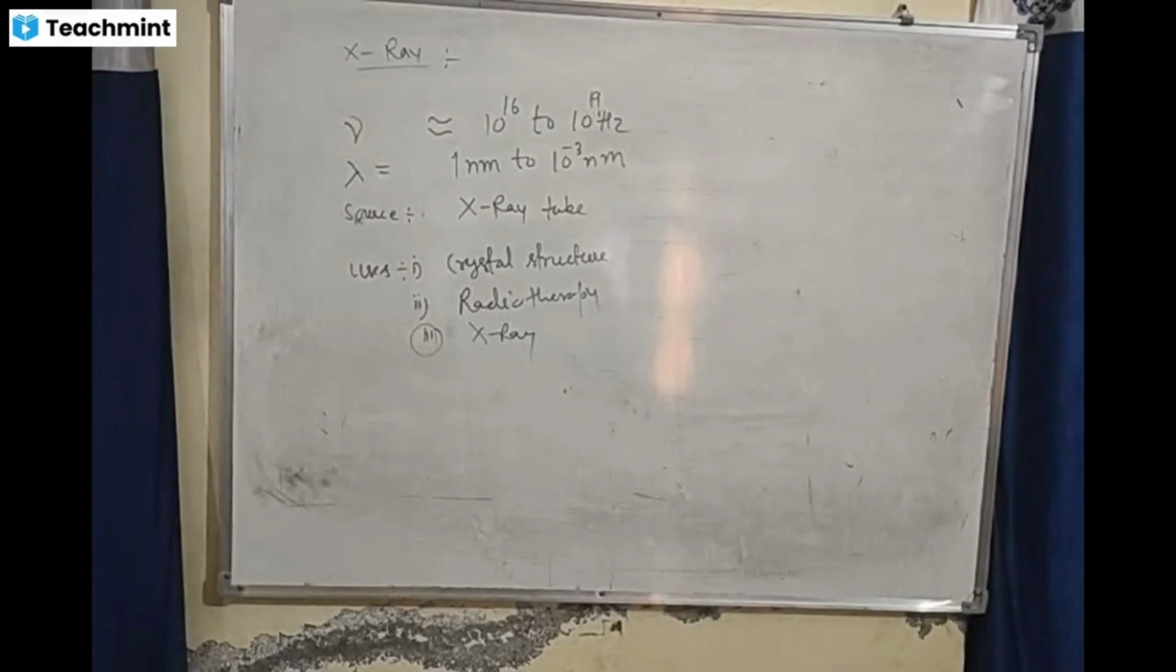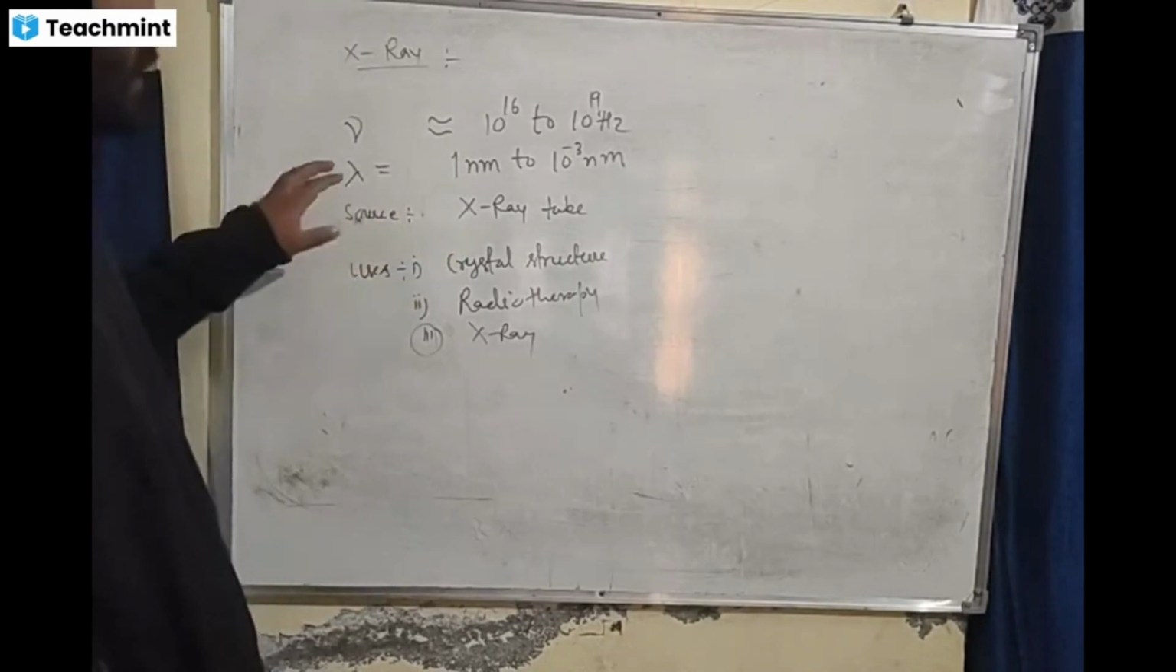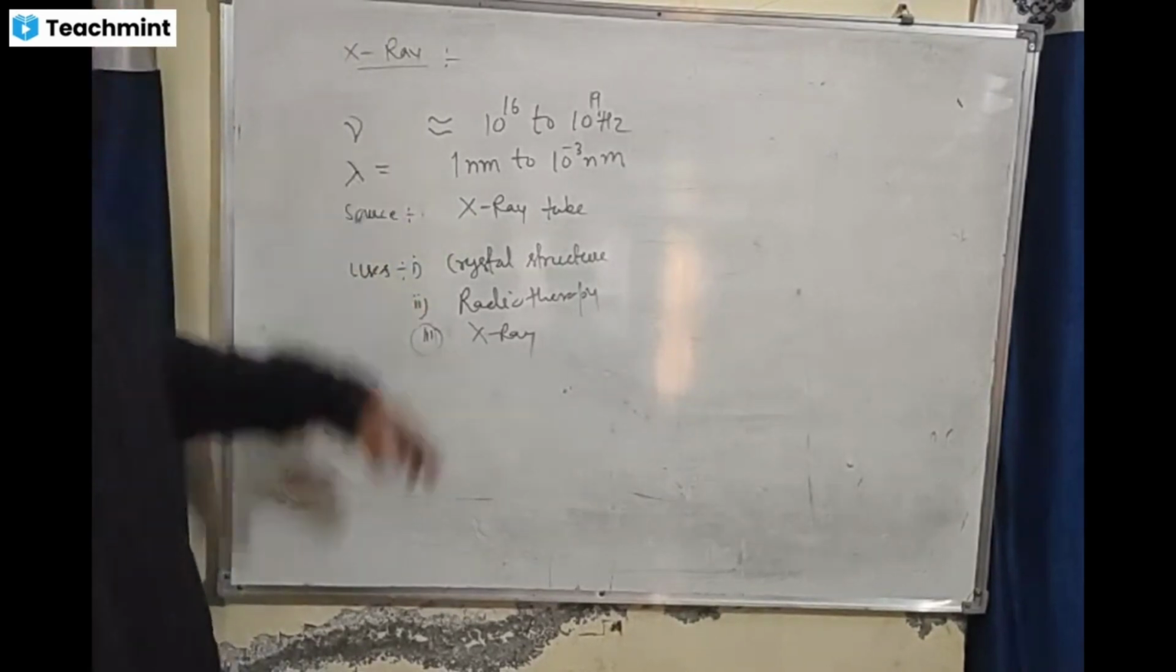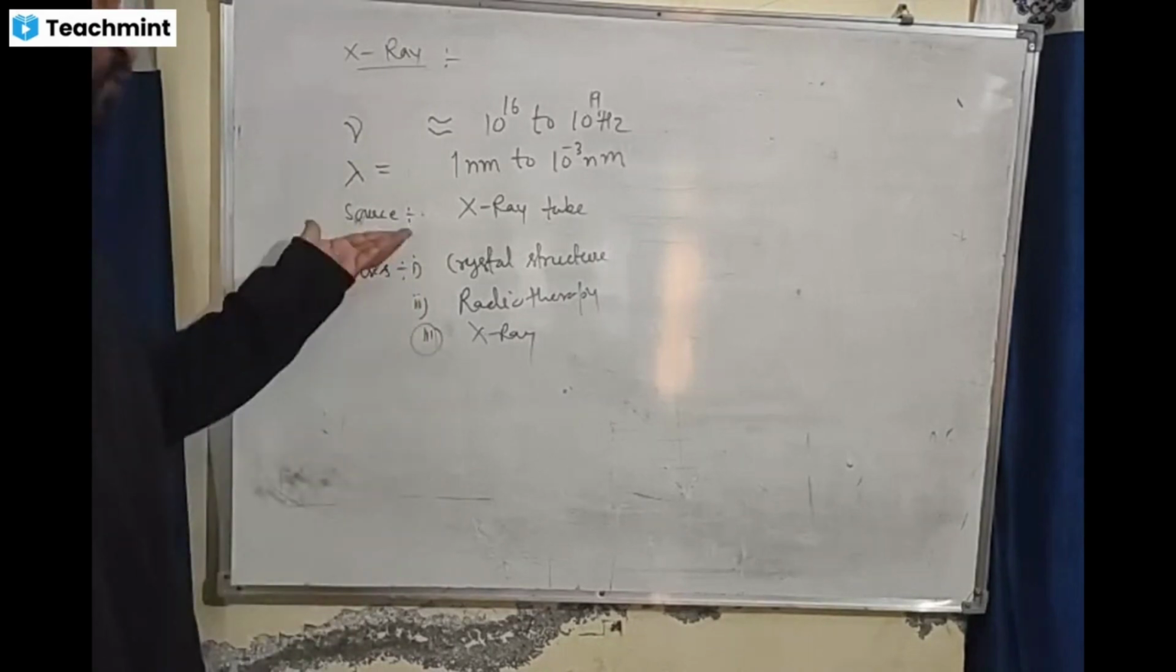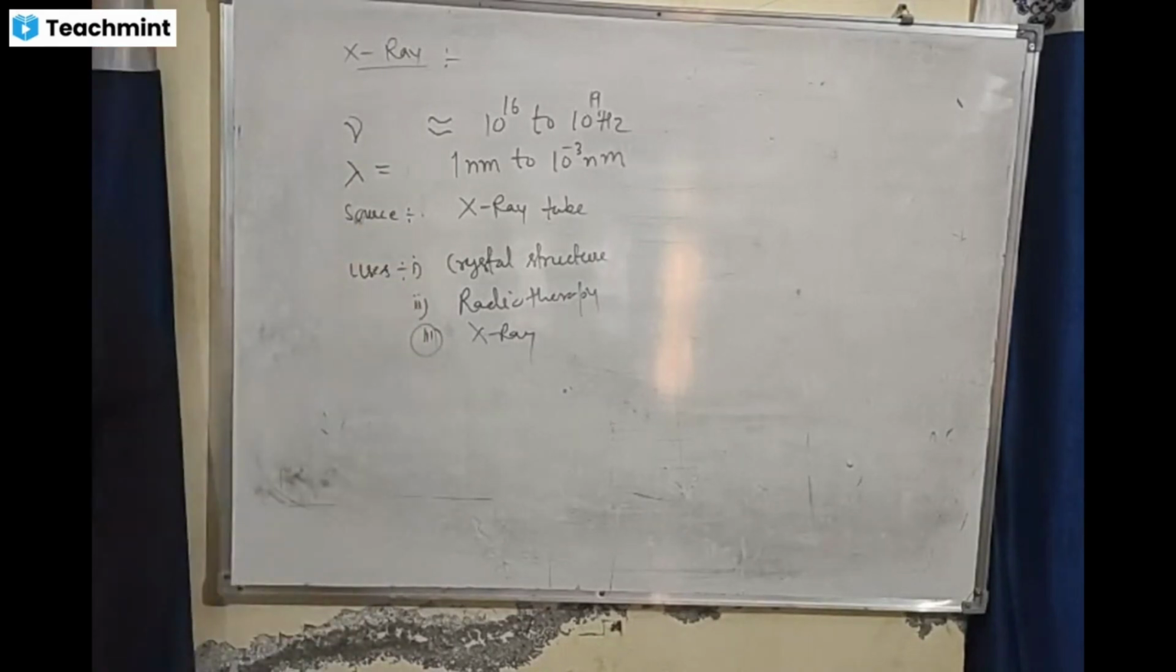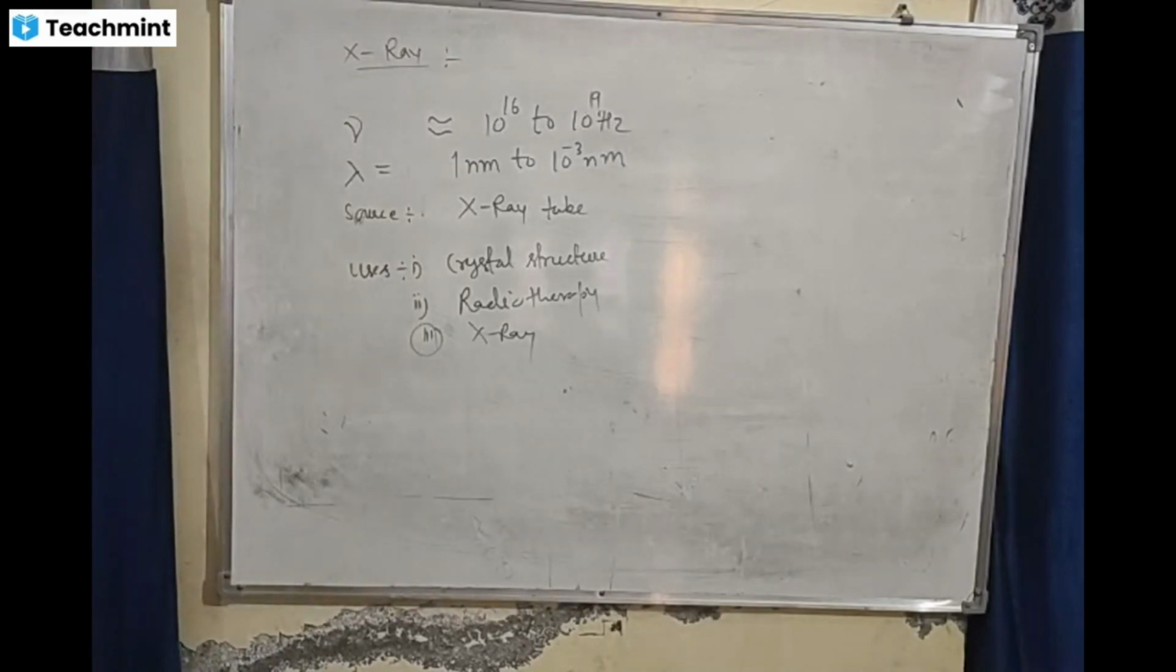This is another part of EM waves, that is X-ray. Its frequencies lie between 10 to the power 16 to 10 to the power 19 hertz. Its wavelength lies between 1 nanometer to 10 to the power minus 3 nanometer. X-ray tubes are the source, or inner shell electrons are also a source.